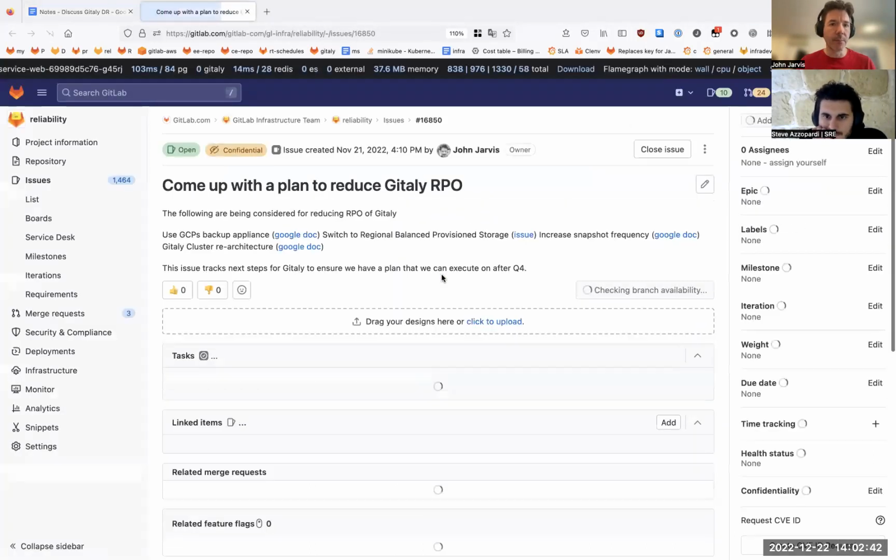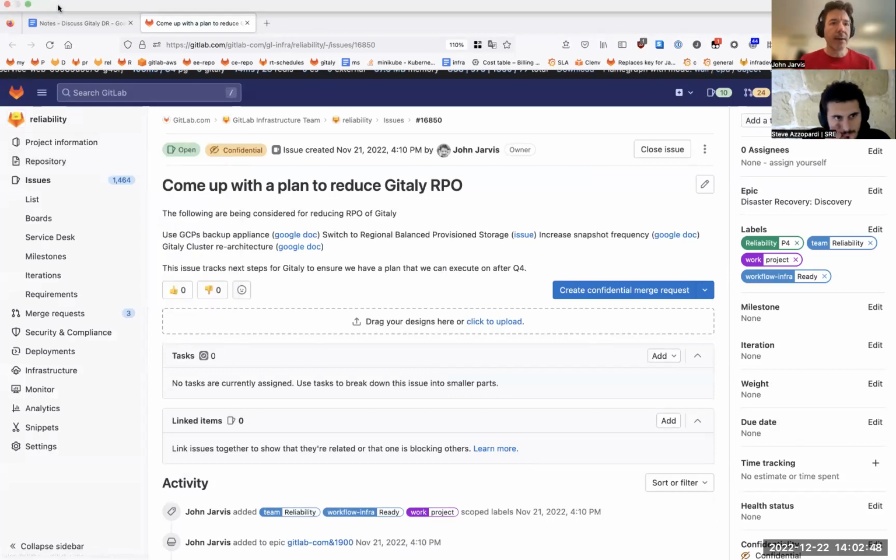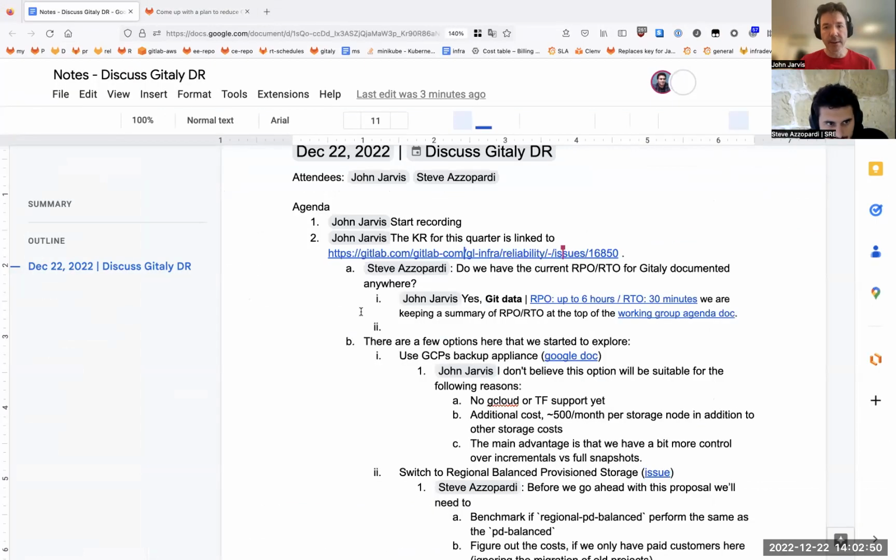For a little bit of background, the current DR solution for Gitaly is to use snapshots. We have established that the RPO for snapshot recovery is 6 hours. RTO is about 30 minutes. RPO is the amount of potential data loss, and the reason for that is due to the frequency that we create disk snapshots, which can be up to 6 hours.